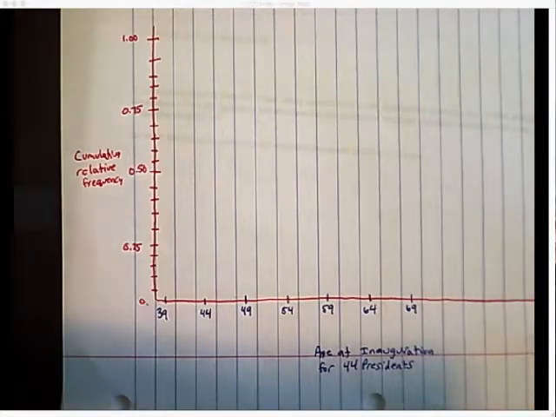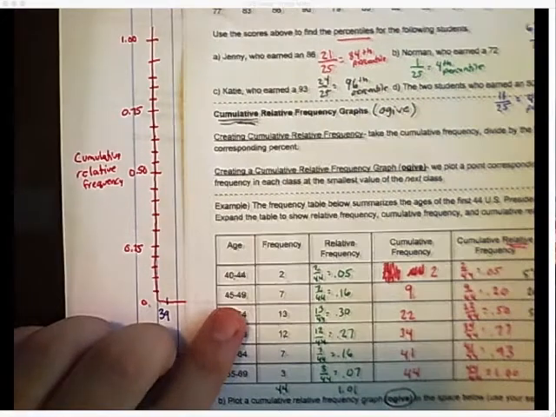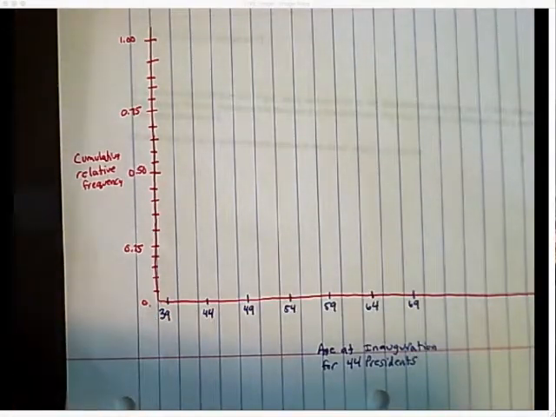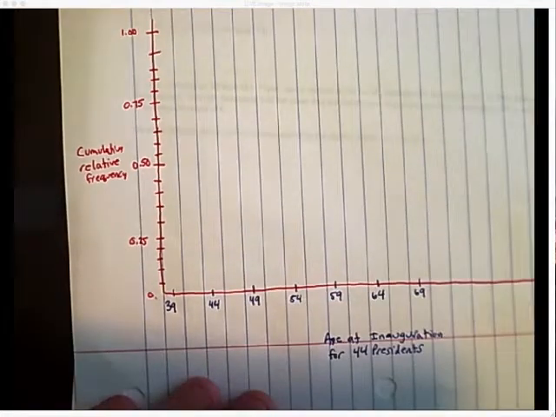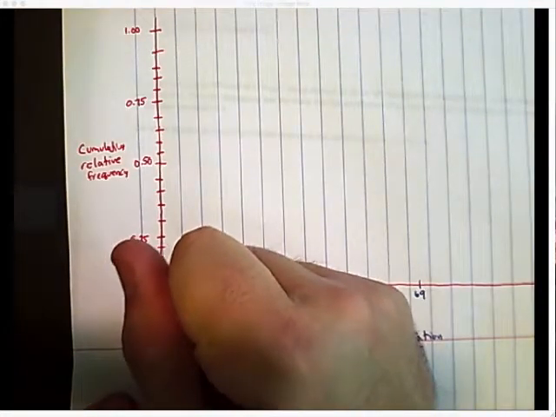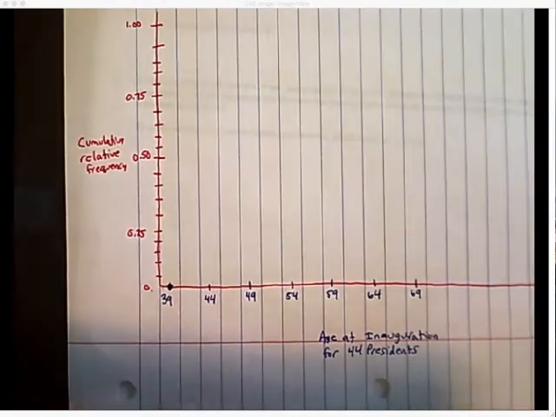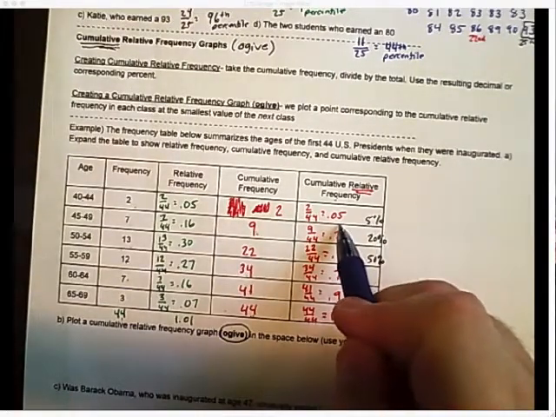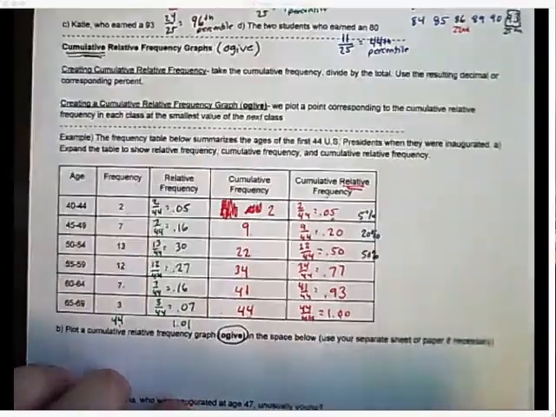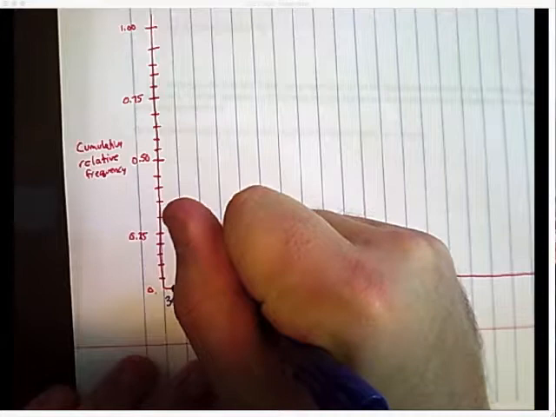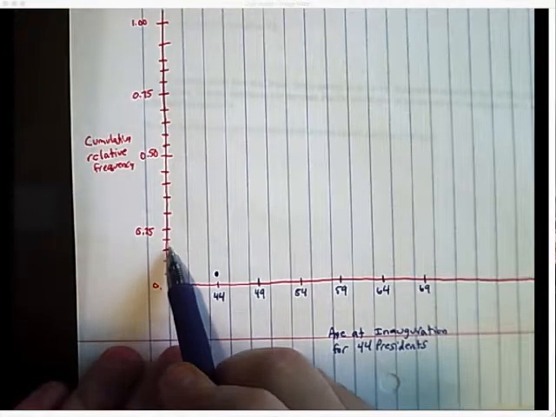Okay, so since the table starts with 40, there's no presidents that started at 39. Okay, there's no president that was inaugurated when he was 39. And that's not me being sexist, because all the presidents so far have been men. Okay, so nobody was 39. Now, how many were 44 or younger? We have it right here. It's 5%, okay, or 0.05. So above the 44, I'm going to go to 0.05. Now, the way I scaled, every tick mark is 0.05.